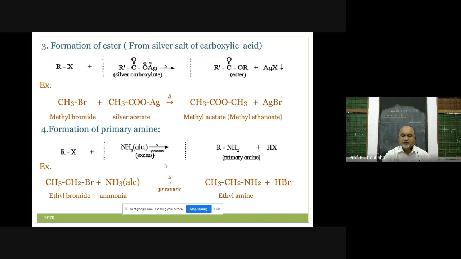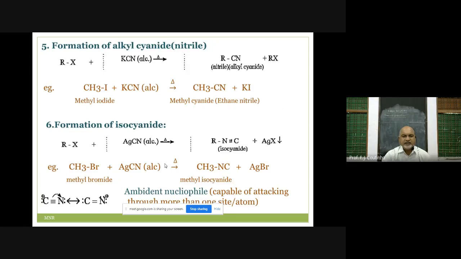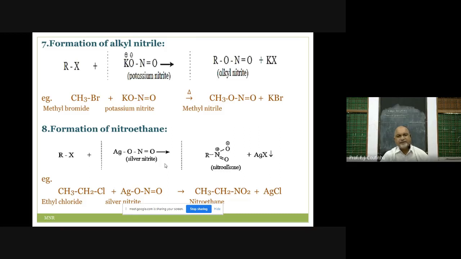Then we saw the preparation of primary amines from alkyl halides by using alcoholic ammonia. Then we said we can prepare cyanides, that is alkyl cyanides, from alkyl halides using alcoholic potassium cyanide. We said we can also prepare isocyanate compounds from alkyl halides using alcoholic silver cyanide. And then we said we can prepare nitriles from alkyl halides by treating them with potassium nitrite, and you get the alkyl nitrites.